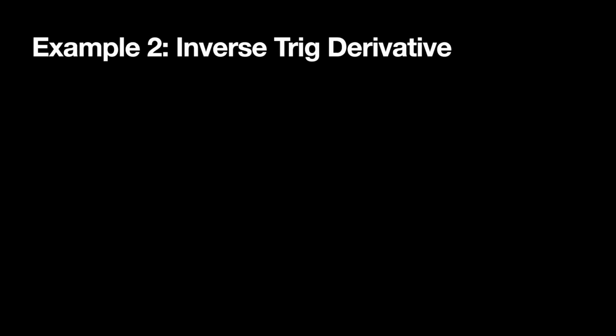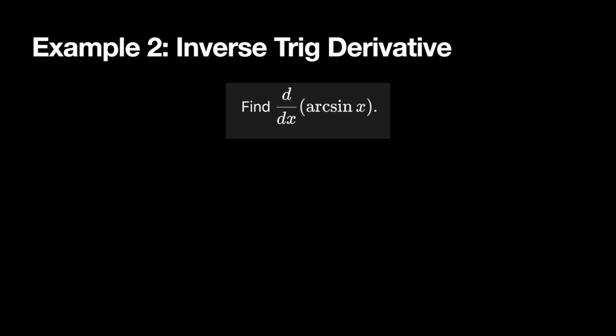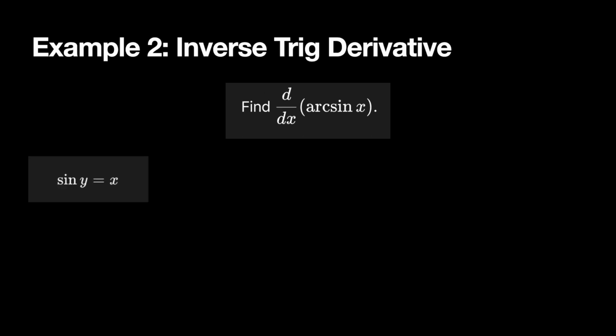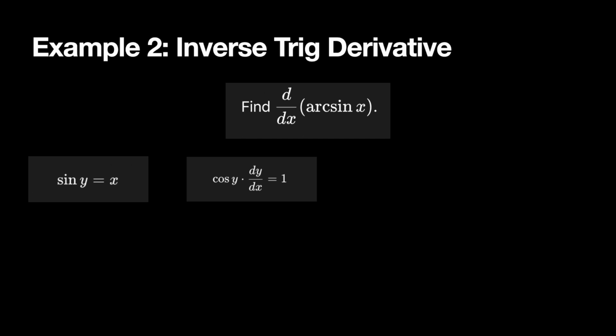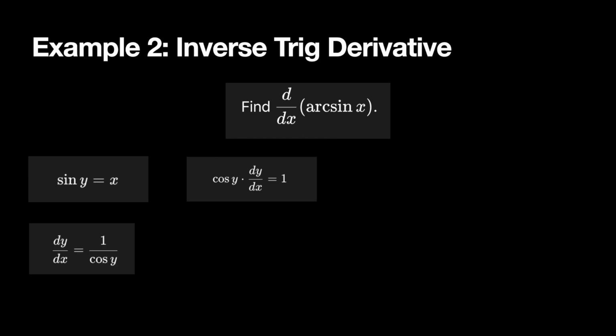Next up are trig functions or inverse trig functions. Let's say we want to find the derivative of arcsin of x. Well, first we isolate for x and differentiate both sides, making sure to use chain rule and keeping in mind that y is a function of x. Then we isolate for dy over dx, and we want to get rid of y.